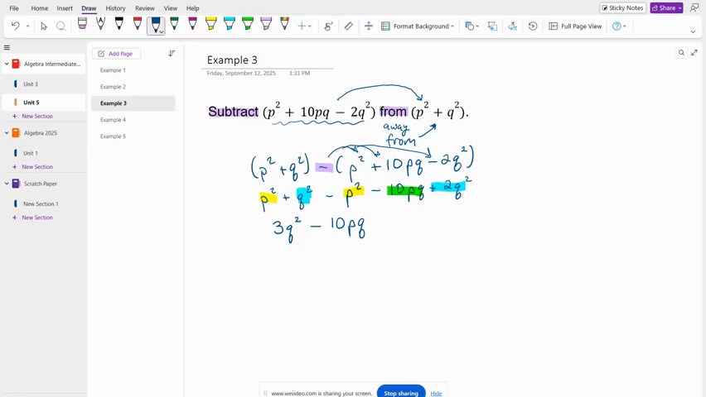So that's going to do it. Kind of a straightforward, simple example, but we had to translate the sentence, which was not in symbolic form, into symbolic form. So if you guys have any questions, please let me know. Otherwise, we'll talk in class.